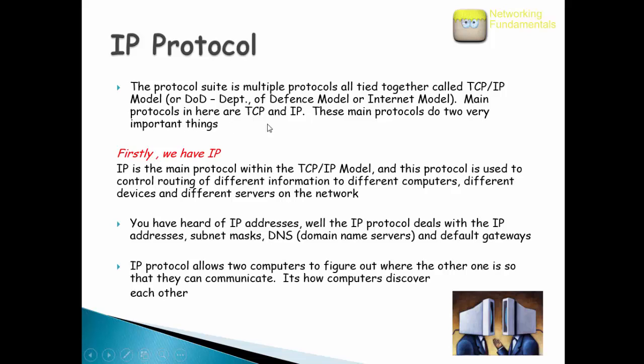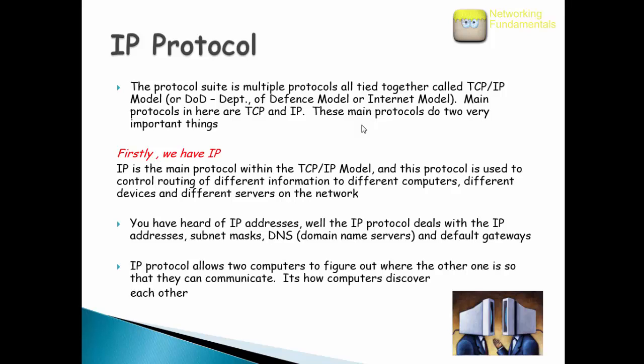So the main protocols that we're going to talk about here are TCP and IP, and these main protocols work in two very different and very important ways to be able to send information out in the internet. The first one we're going to talk about is IP. IP is the main protocol within the TCP/IP model, and this protocol is used to control routing of different information to different computers, different devices, and different services on the network.